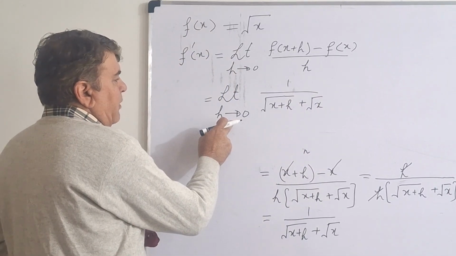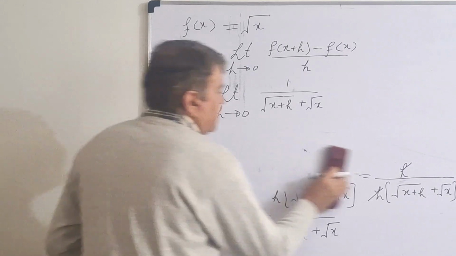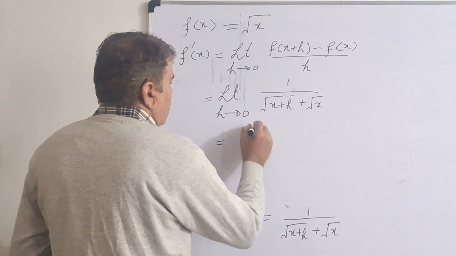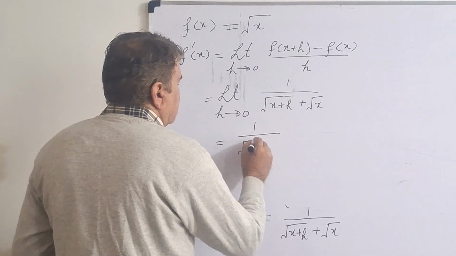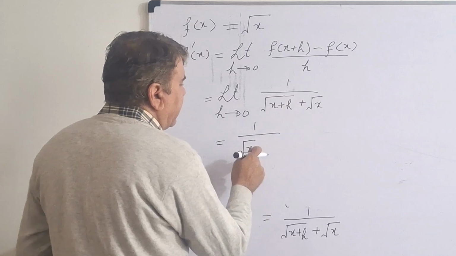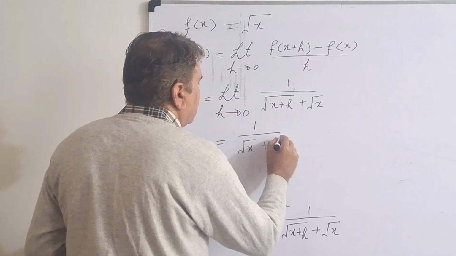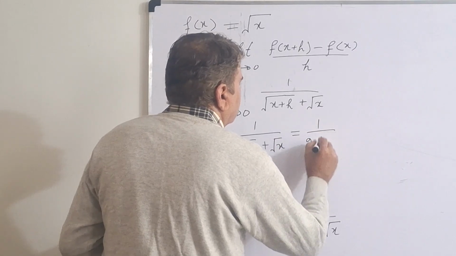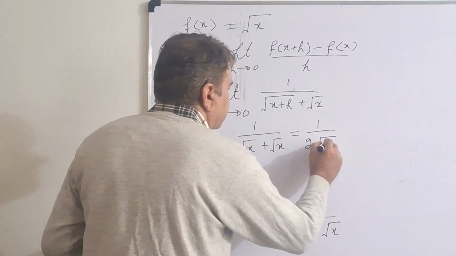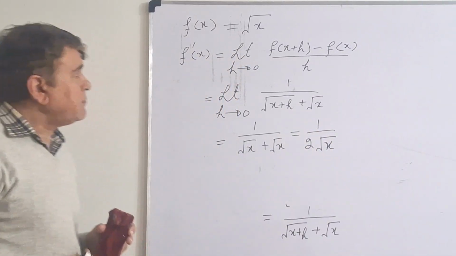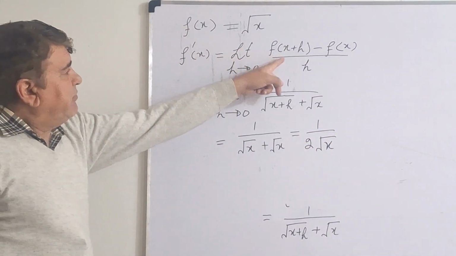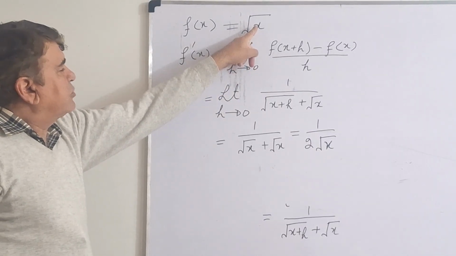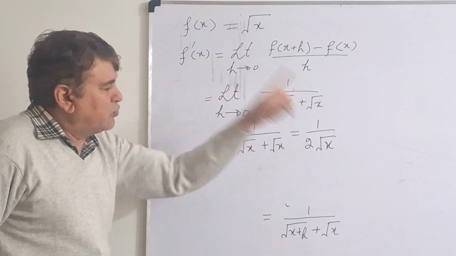and putting the value of h at this limit, then I can write this thing as 1 divided by square root of x plus 0, so I'm not writing 0, and then plus square root of x, and this is in fact equal to 1 over 2 square root of x. So using the definition of derivative, we can find the derivative of a function of the square root of x to be 1 over 2 square root of x.